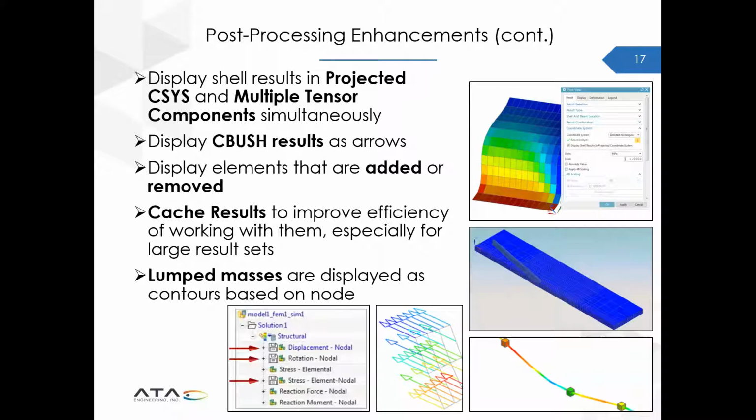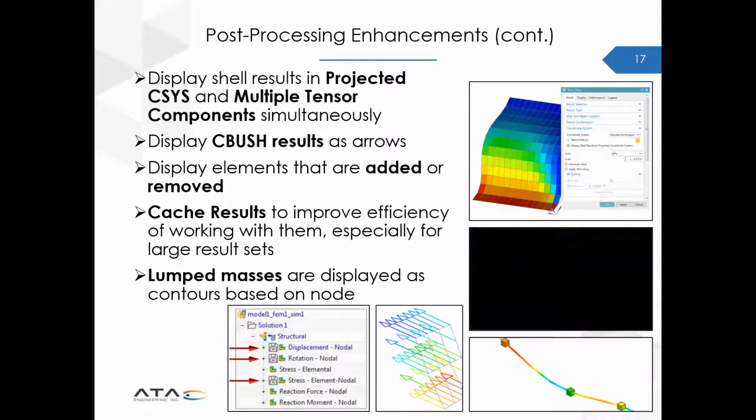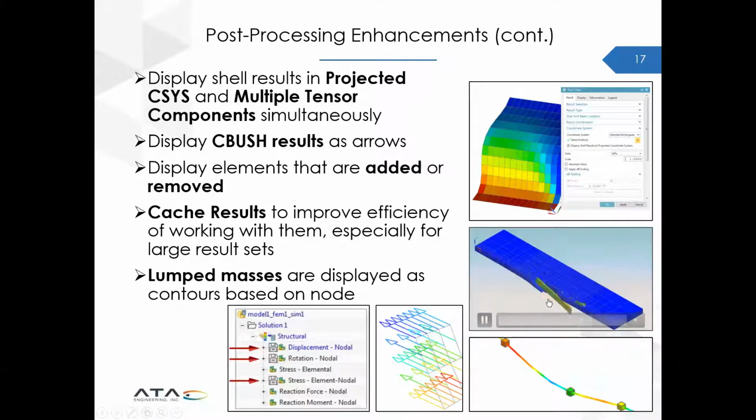In addition, post-processing supports the display of elements that are added or removed. That's what we see in this little animation over here. There's a new option for cached results. So in this case, you can save results to your memory while you have a model open, and this will let you more quickly view the results in post views and switch between different types of results, and really just more efficiently do post-processing operations.